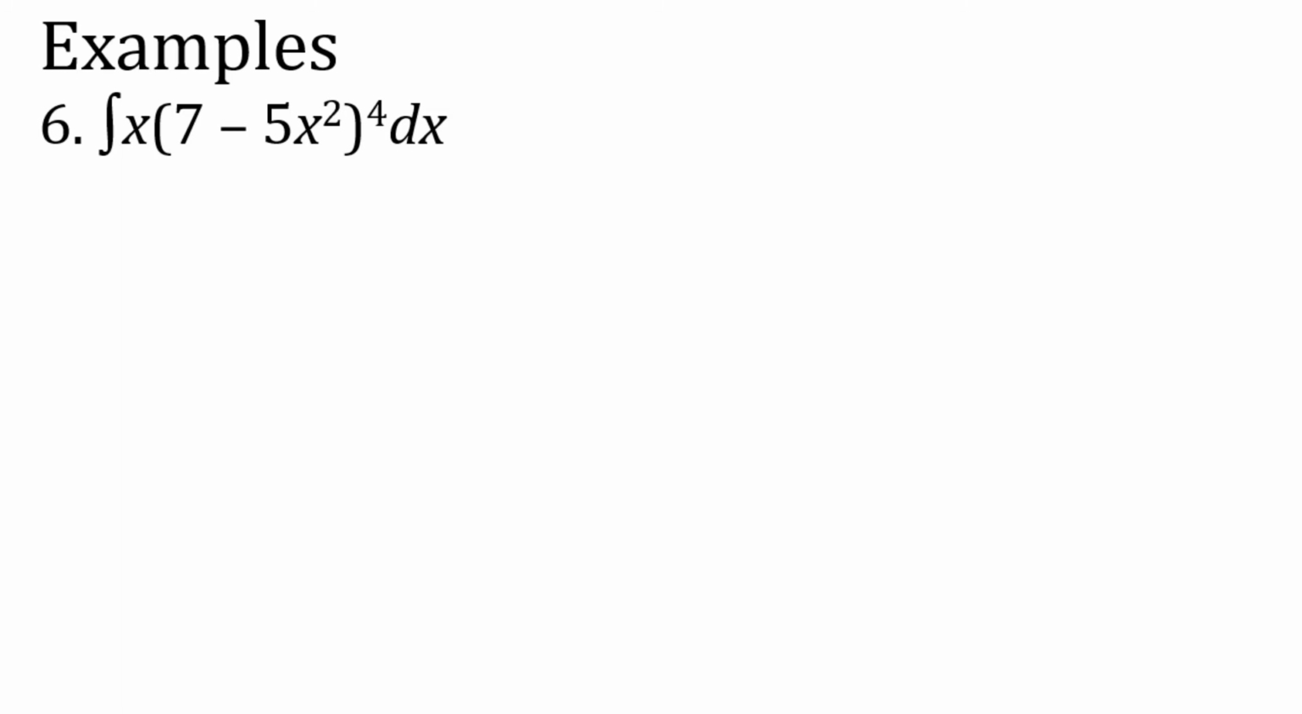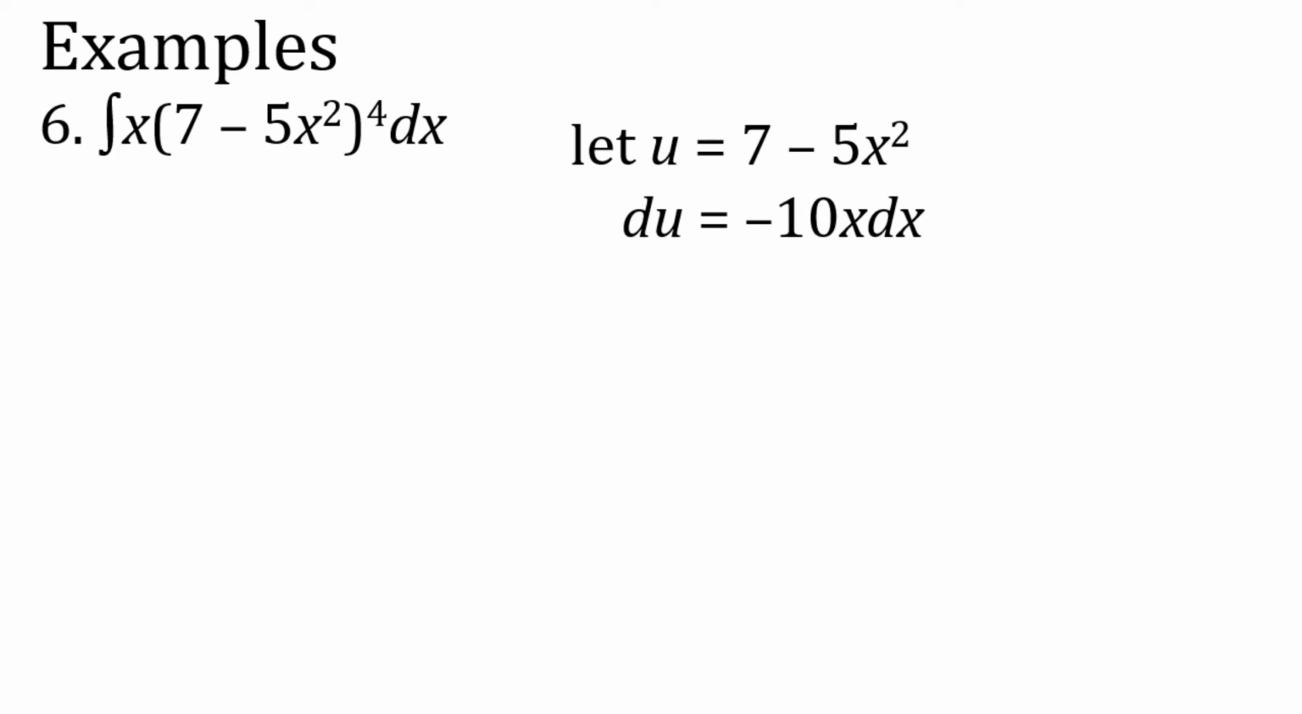Example number 6. Okay, so the integral of x times 7 minus 5x squared raised to 4 dx. So let u be 7 minus 5x squared. Then du equals negative 10x dx. So we only have x dx here. What are we going to do now? Multiply both sides of the equation by negative 1/10. So this will become negative 1/10 du equals x dx.